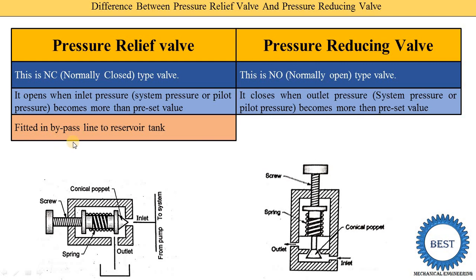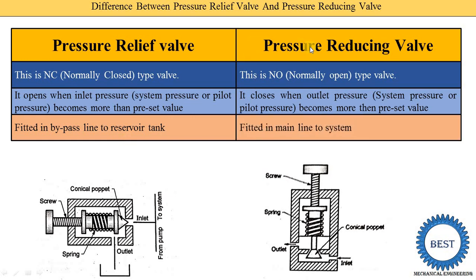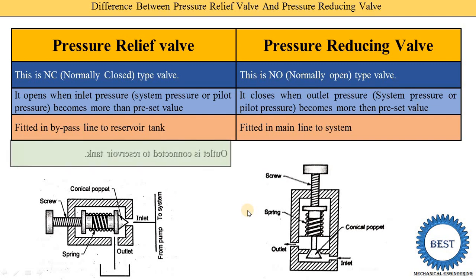Pressure relief valve is fitted in a bypass line to the reservoir tank. Means the pressure relief valve is installed in a bypass line, from which oil is directly supplied to the tank or reservoir. Pressure reducing valve is fitted in the main line to the system. Means it is fitted in the main line of the system, the inlet is connected with the pump and the outlet is connected with the directional control valve, means it is connected with the system components.